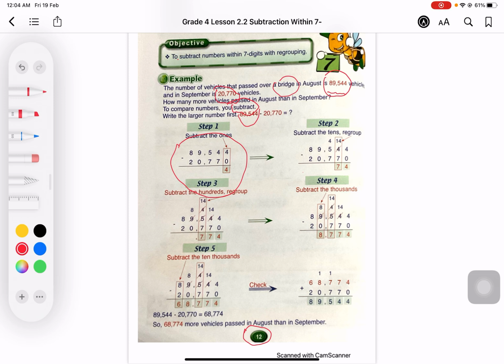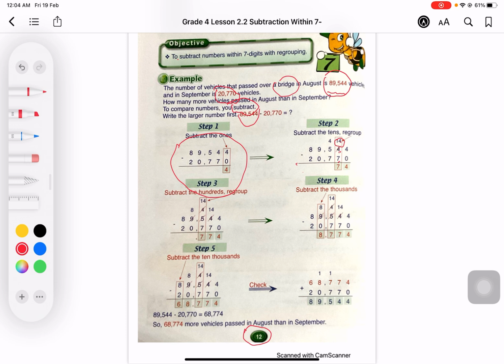So I will say 4 minus 0, the answer is 4. So I finish from the ones. Now let's go to the tens. It is in step 2. 4 minus 7, you can't, because 4 is too small. So you are going to borrow 100 and make this 100 10 tens, add it to the 4, so it will become 14. 14 minus 7, the answer is 7.